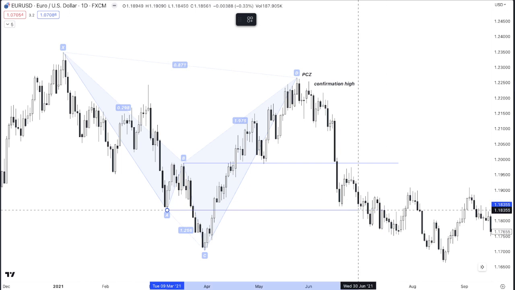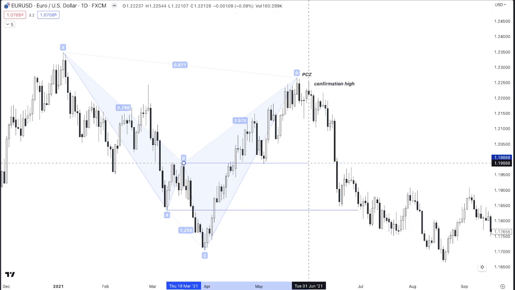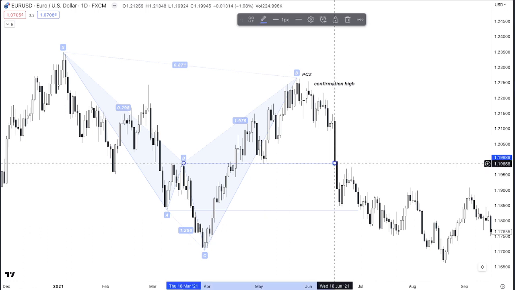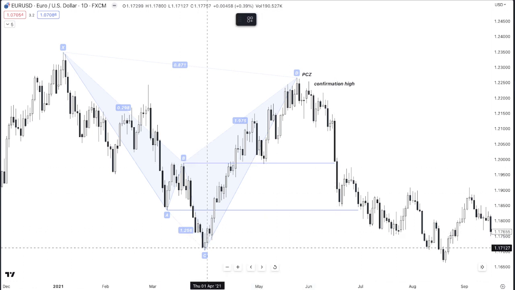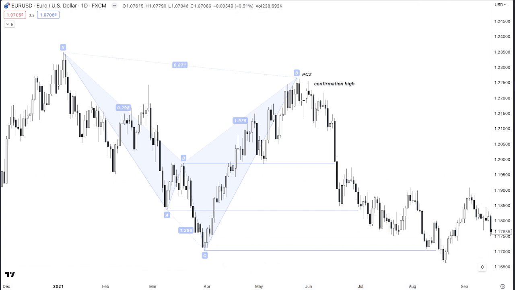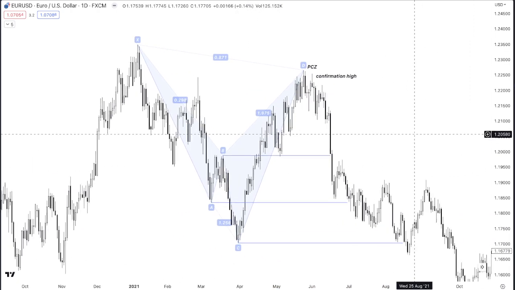TP2 would be here, which we had a fair value gap. Here we had some sell side liquidity. And then TP3 would be ultimately the external sell side liquidity here. So in this case, we hit all three. This would be a great bearish bat harmonic.